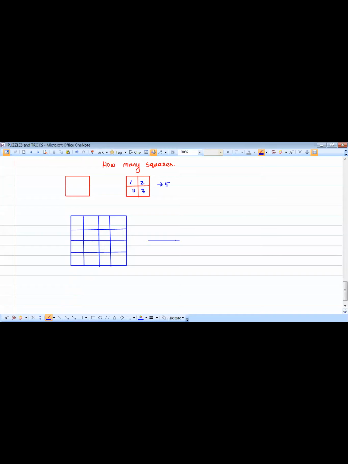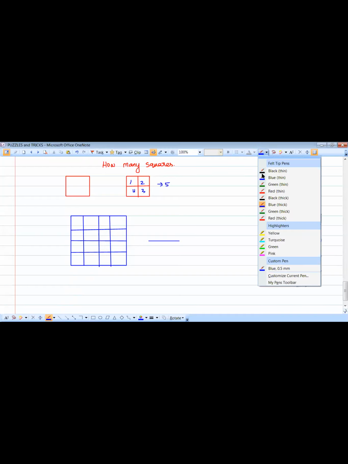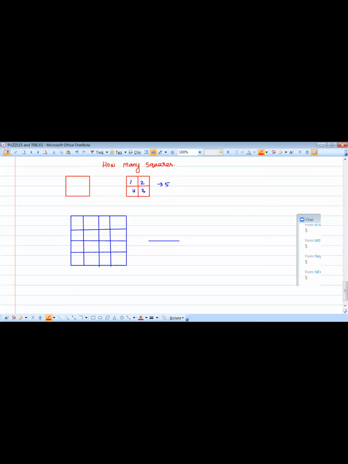So here, tell me how many squares are there in this question. You feel it is very difficult to find the answer, correct? 17 is wrong. Totally 16 small squares and one big square, 17, you are saying, but that is not the right answer. 22 is also not the right answer.